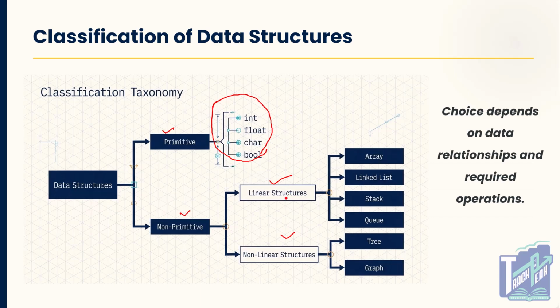Linear structure means a sequential structure, where the elements are in sequential order. This consists of four types: array, linked list, stack and queue. And a non-linear structure arranges the elements in a hierarchical structure or a node to node structure. For this there are two types called tree and graph.